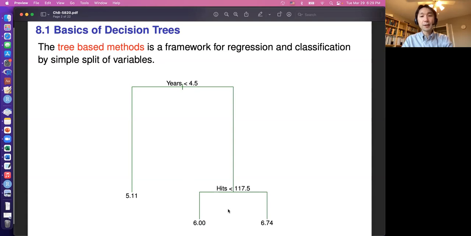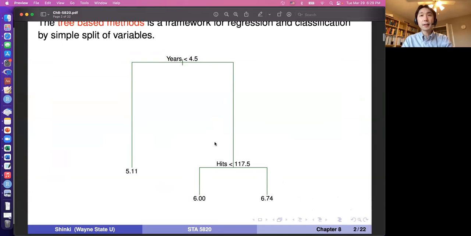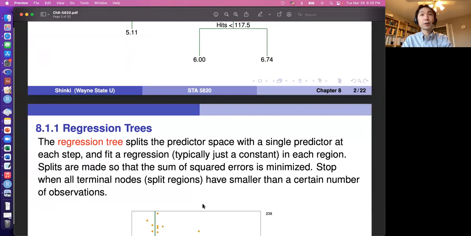And if the experience is longer, then the number of hits in the last season is the most important factor to separate the cases. So if the number of hits is less than 117.5, that means 117 or less, then the salary is 6. This is like the log of something. So log of salary is salary in $1,000 or something. So 6.0. But if more than that, then the average is 6.74. So we split the cases, and for each case we consider the salary. So that is the regression tree.